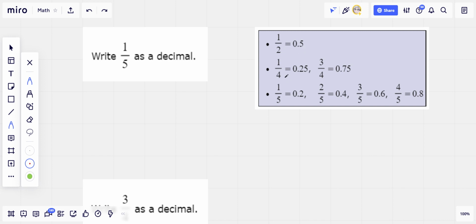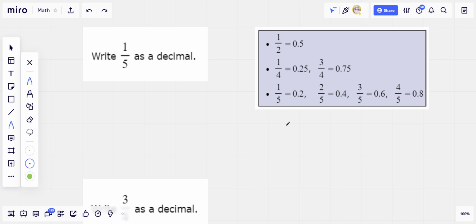And similarly, 1/4, well, that's 25 cents. So that'd be 0.25 in money. And 3/4 would be 75 cents. So I think you probably know these already just from being familiar with money. So when you see 1/2, 1/4, or 3/4, you should be able to write the decimal quickly as 0.5, 0.25, or 0.75. How about the fifths?